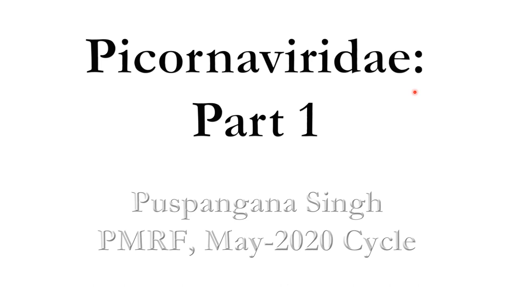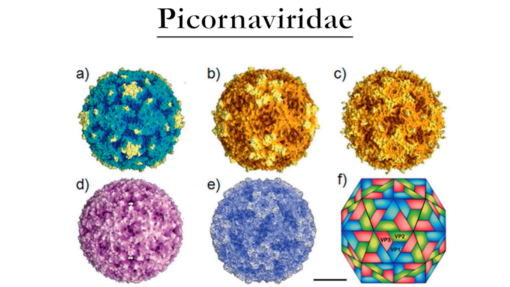In this lecture, we are going to discuss the family Picornaviridae. These are the pictures of picornavirus structure. The first panel, A, shows poliovirus 1, B shows the mengovirus, C shows TMEV virus, D shows FMDV O virus, E shows SVV, and the scale bar represents 10 nanometers. This is just a schematic representation of how a picornavirus structure is arranged.